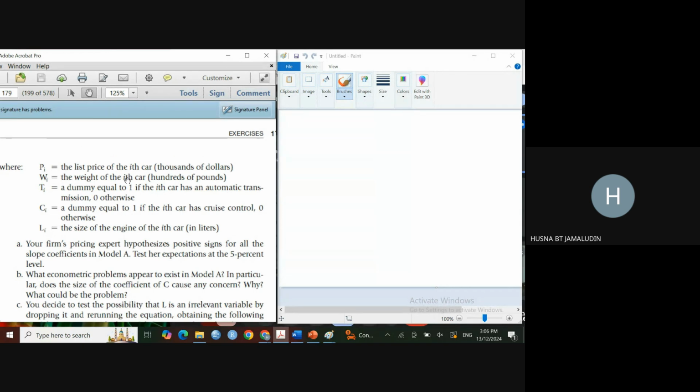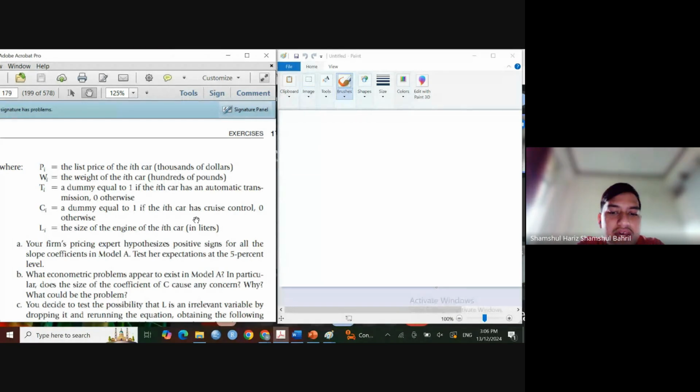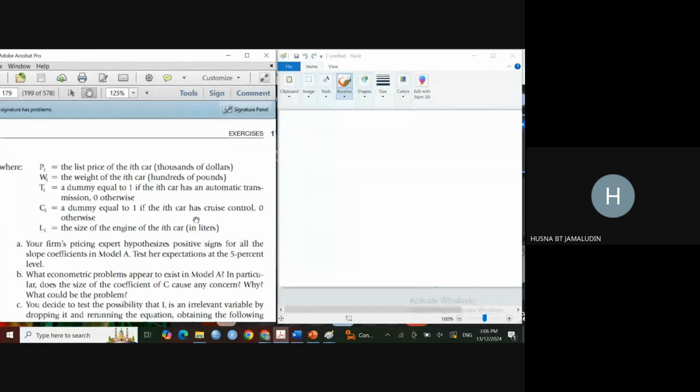Since you have learned multicollinearity, if you look at the variables, is there any variables that you think can explain one another? Is it the weight and size of engine, madam? Yes. When your engine size is bigger, of course it will contribute to more weight of the car, right? So there is a multicollinearity issue regarding the weight of the car and the size of the engine, because the bigger the size, the more weight you have on the car.